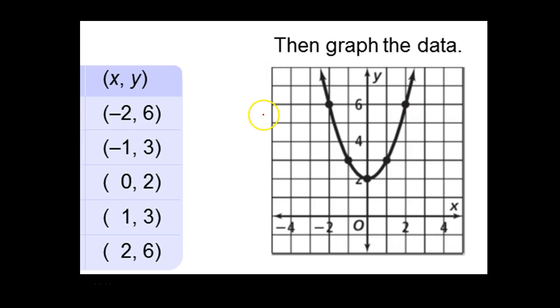This is what you should have gotten: -2, 6, -1, 3, 0, 2, 1, 3, 2, 6. And when you go and graph them, this is what your graph will look like. Go ahead and start working on your practice problems at this time.